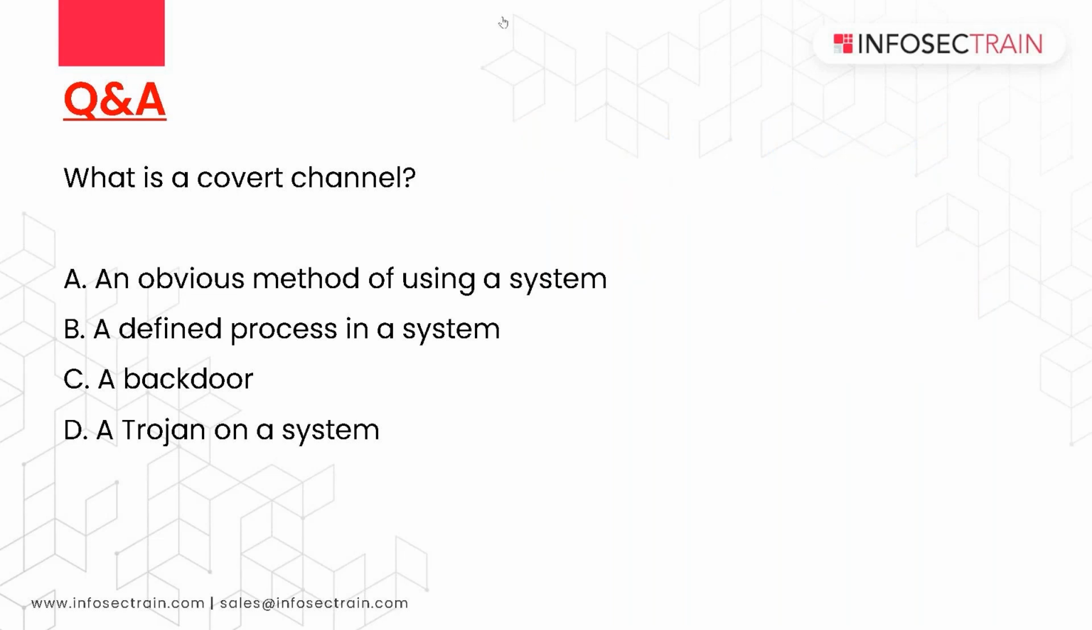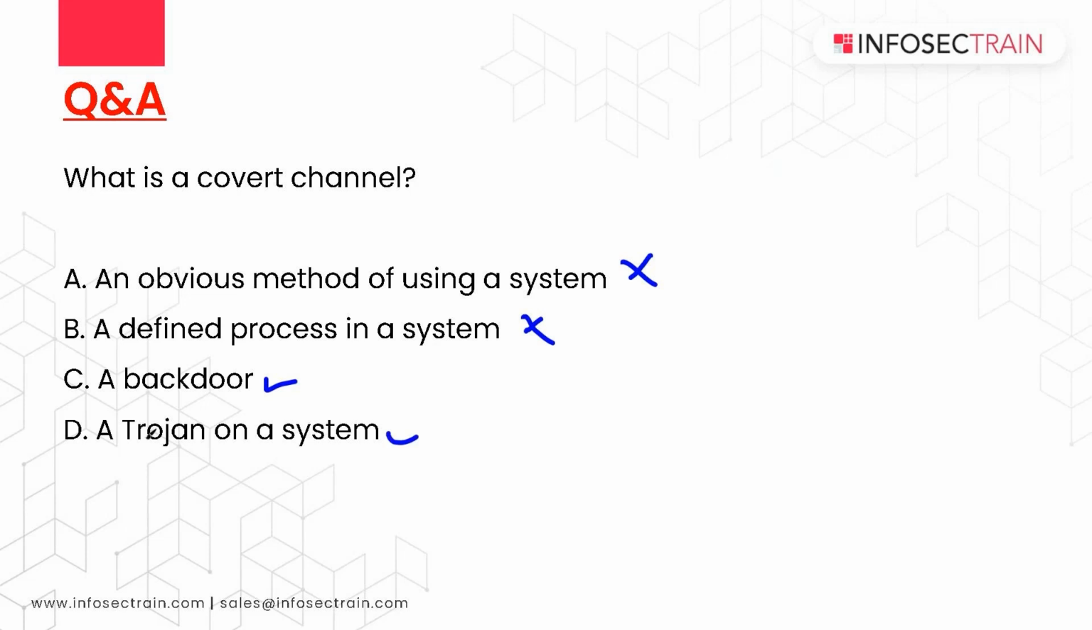So over here, option A, an obvious method of using a system. No. Option B, a defined process in a system. No, right? Then we have a backdoor. This covert channel will provide us a backdoor. It will allow us to transmit information in a hidden way with the victim over there. So that is some sort of a backdoor.